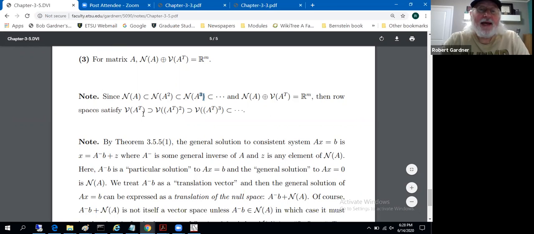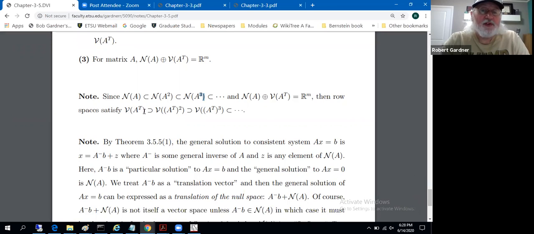So we're talking what? Row space of A, right? Row space of A transpose, the row space of A squared, and so forth.